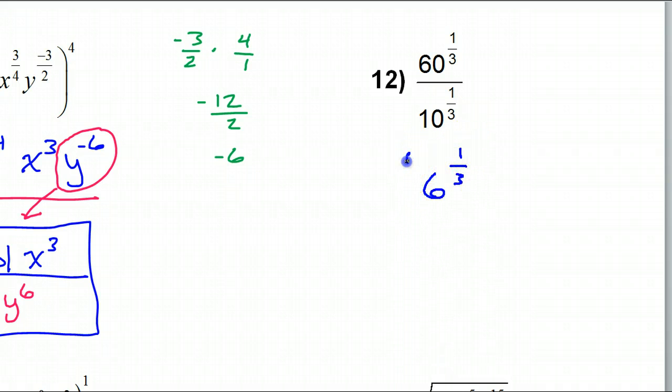We can't reduce this in any way. So we started off in exponent form, so we're just going to leave it in exponent form. So it'll just be 6 to the 1/3 power.